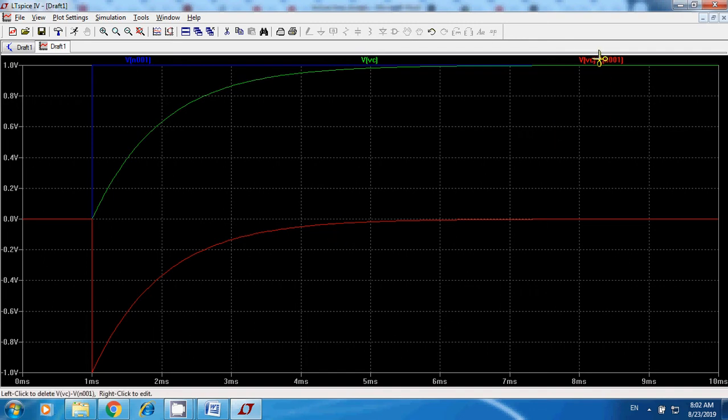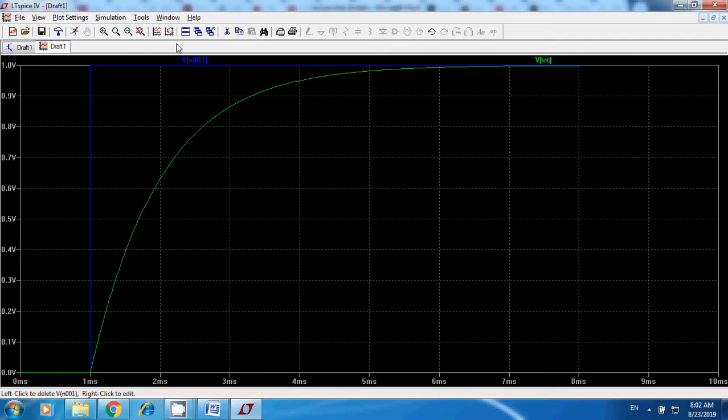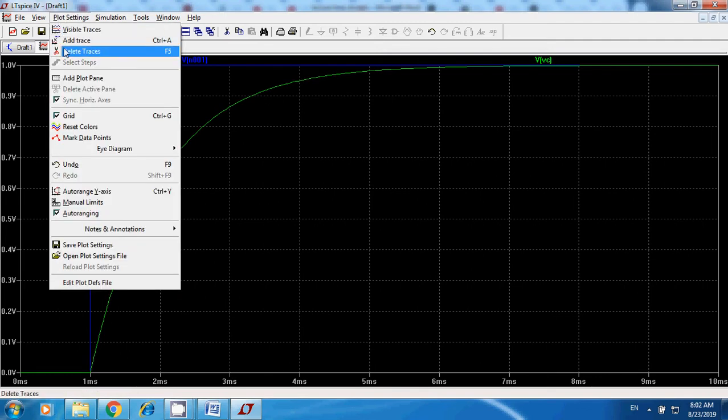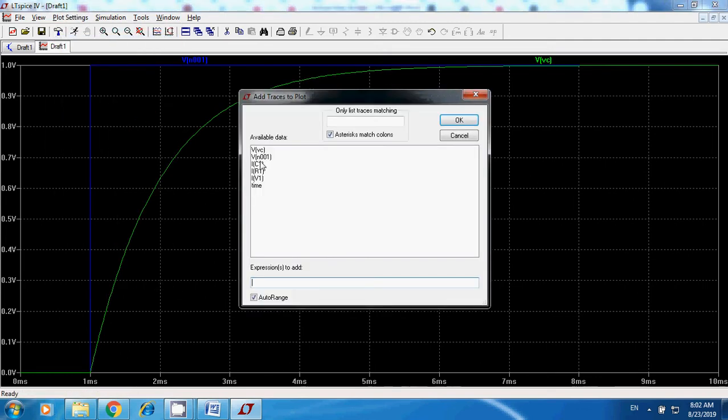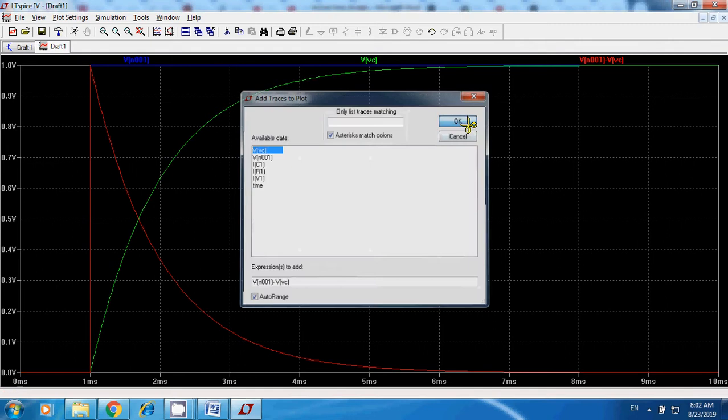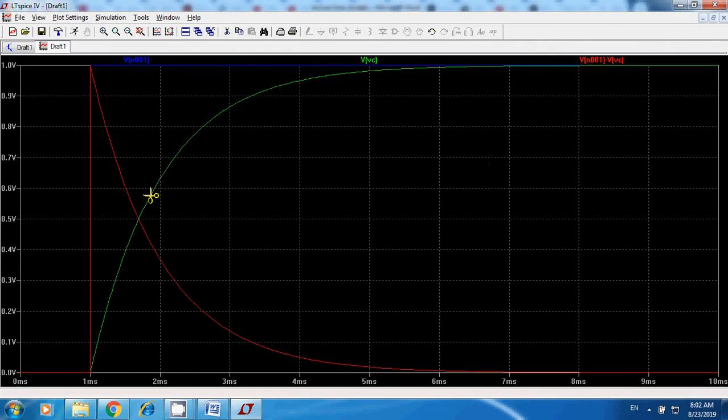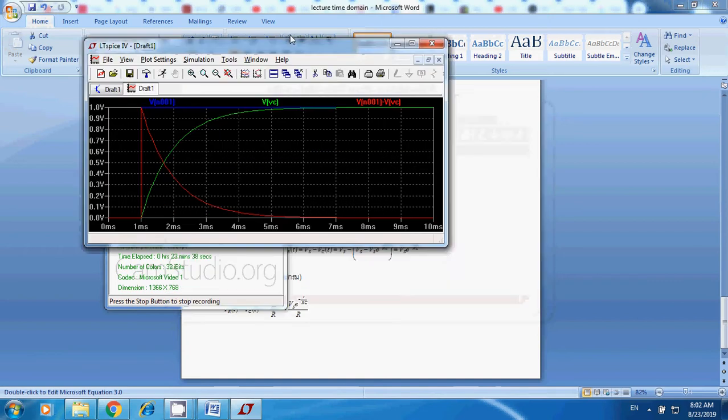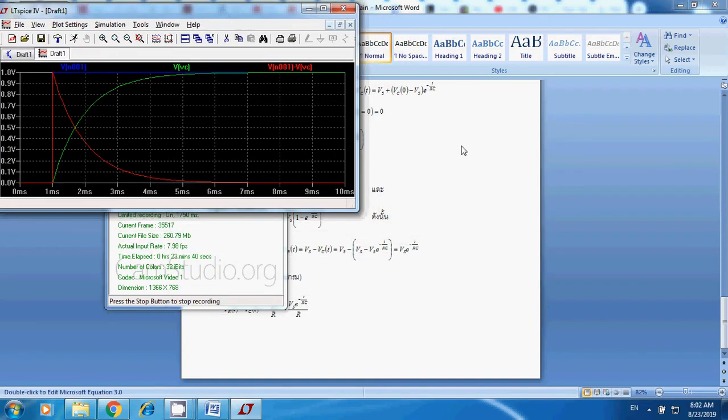red line. Seems to be something wrong. Try it again. Plot setting, address. So V(N001) minus the voltage drop across the capacitor VC. So this is the red one. This means the voltage drop across the resistor.